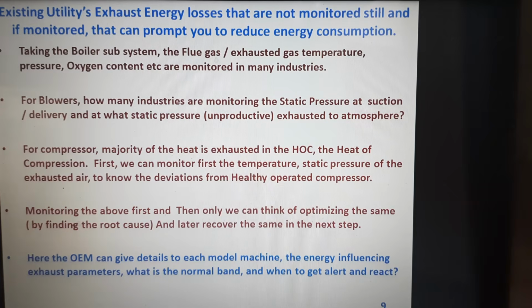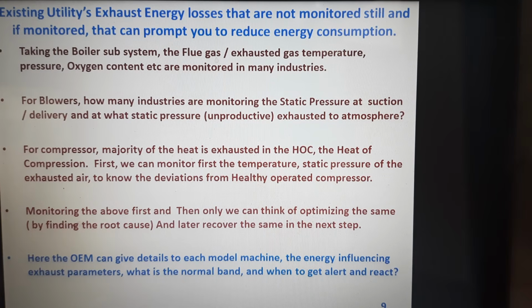So why this aspect has come now is, let us take the boiler subsystem. The boiler efficiency is worked out in such a way that flue gas temperature, exhausted gas temperature, the pressure or the temperature or the oxygen content in the flue gas, all these things are monitored by many of the industries to measure the boiler efficiency by indirect efficiency norms as such.